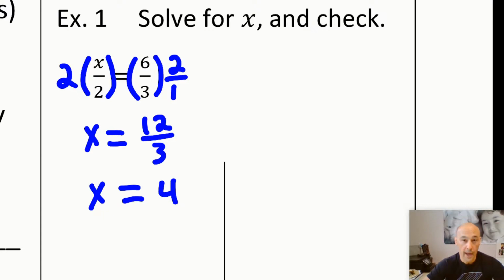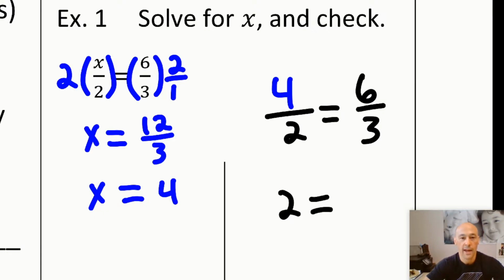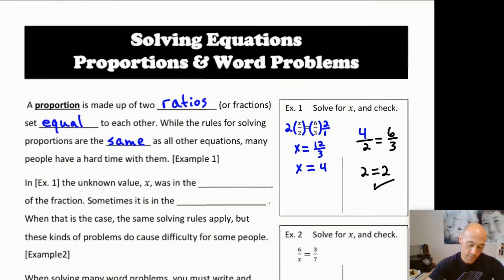Now we can plug it back in to check. So we are going to do 4 over 2 is equal to 6 over 3. Well, on the left-hand side, 4 divided by 2, that's 2. And on the right-hand side, 6 divided by 3, that's also 2, and it checks. We've done a great job on our solving.